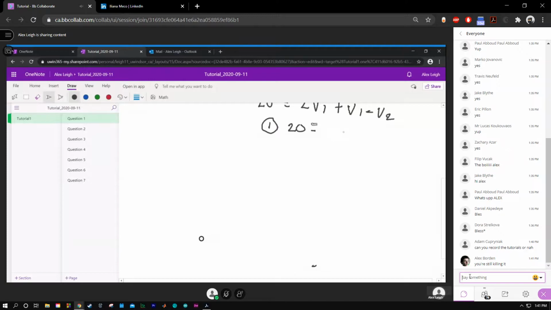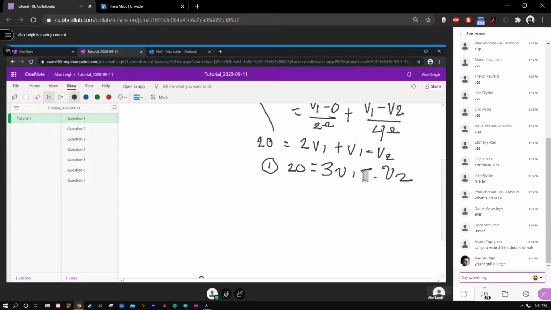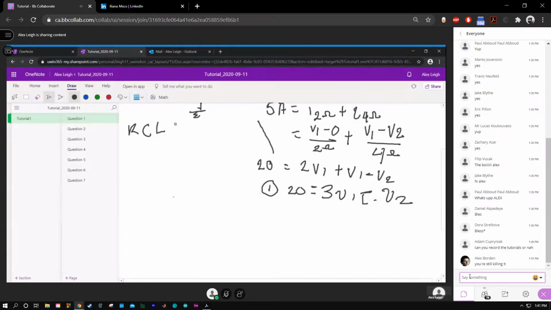Okay, so then we end up with 20 equals 3V1 minus V2. So that's our first equation. Now, if we go back up to here, we have node 2. We can also do KCL there. We can sum the currents entering and exiting there. So if we do KCL at 2, I'll just do it right here so we can keep the circuit in view.